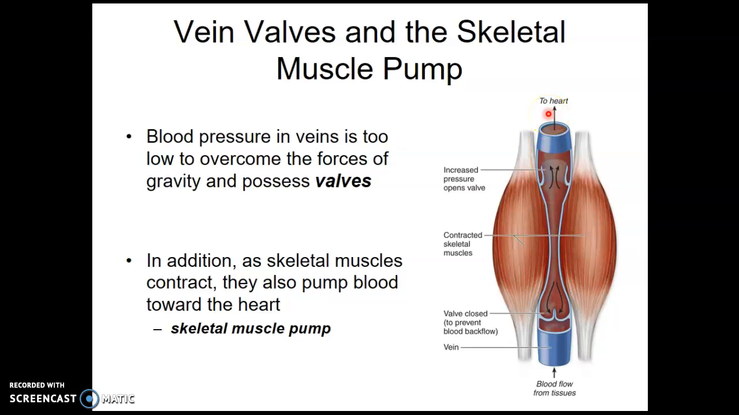So this is why cool downs are really important, because what they do is literally help to return blood to the heart, and they can be recirculated. That's your skeletal muscle pump.